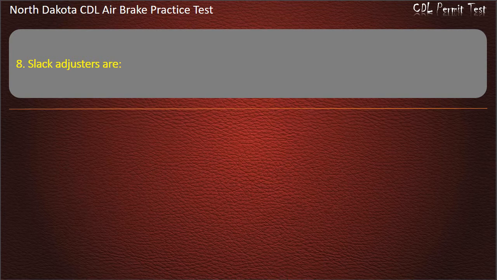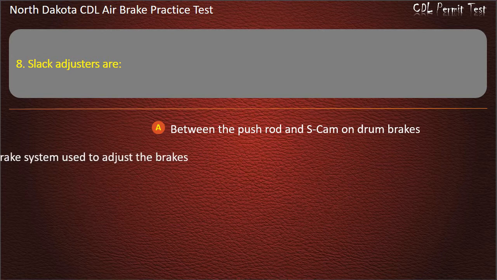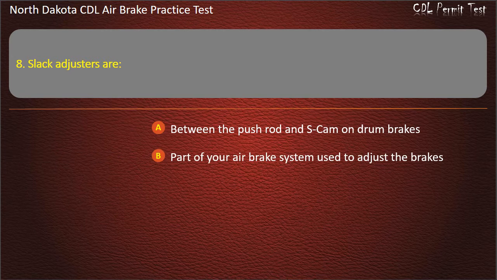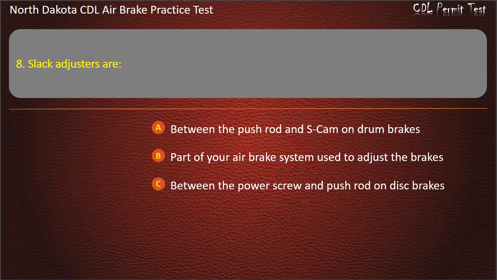Question 8. Slack adjusters are between the pushrod and S-cam on drum brakes. Part of your air brake system used to adjust the brakes. Between the power screw and pushrod on disc brakes. All of the above. Answer. All of the above.